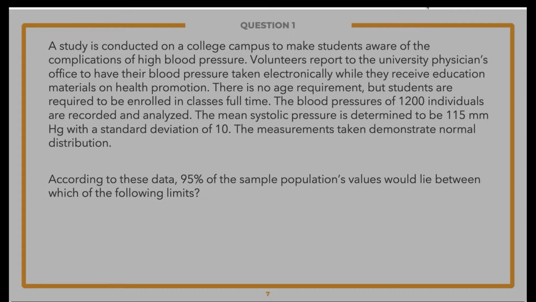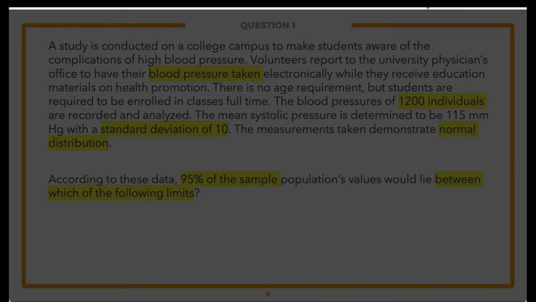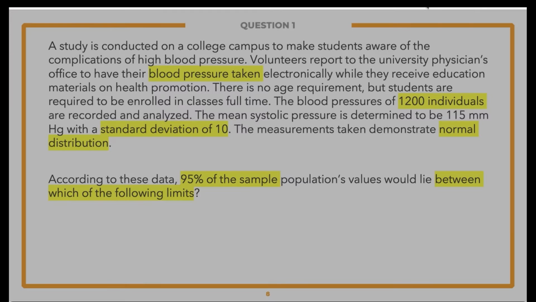So why don't we highlight some of these keywords here and take a look at what is really important. All right. So we know it's some kind of study. We know it's about blood pressure. There's about 1,200 individuals that get their blood pressure analyzed, and you determine that the mean is 115. That should have been highlighted, my bad. And the standard deviation is 10. So 115 is the average and the standard deviation is 10. That's very important information that you get from here.